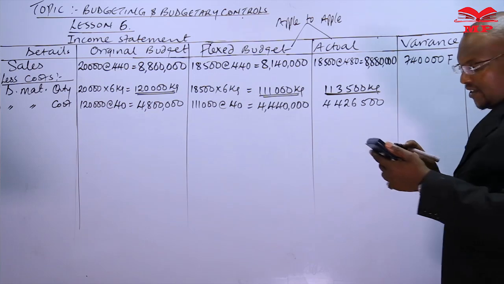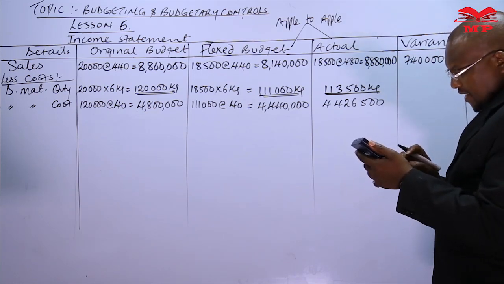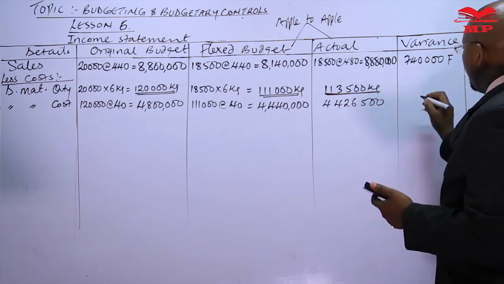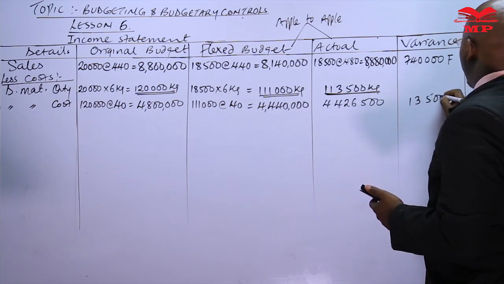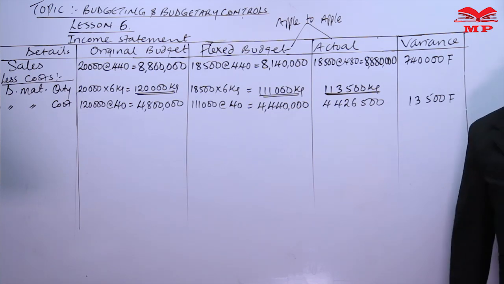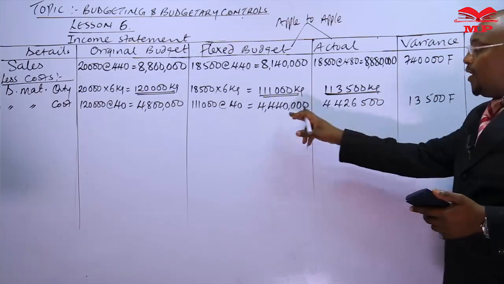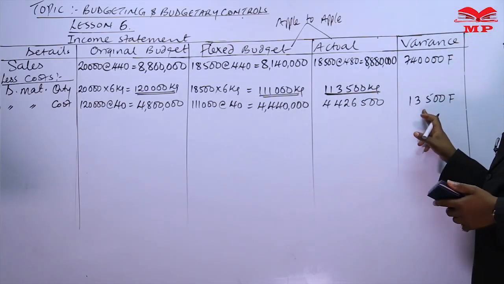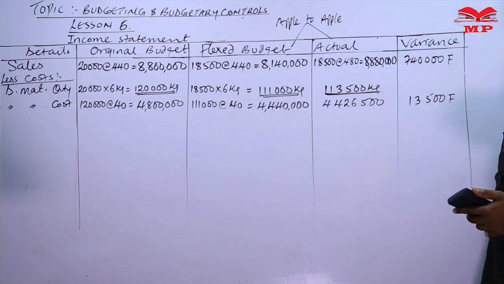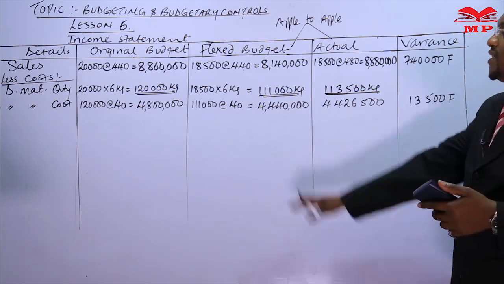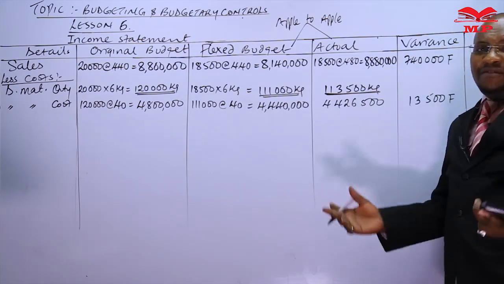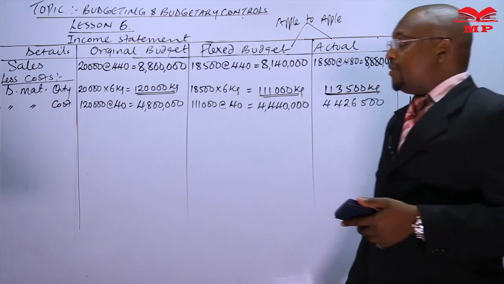Therefore, we saved. How much is this? This is 4,440,000 minus 4,426,500, which is a 13,500 favorable. Now this is where the flexible budget gets meaning. As you compare what we should have spent, 4.44, and this 4.426, you have a saving. But if you compare the original budget of 4.8 and this 4.4, you think you have a very big saving. But remember, this is for the original budget of 20,000 and this is the actual for 18,500. Automatically, we must have a difference. But for these two now, we can compare and make some analysis.